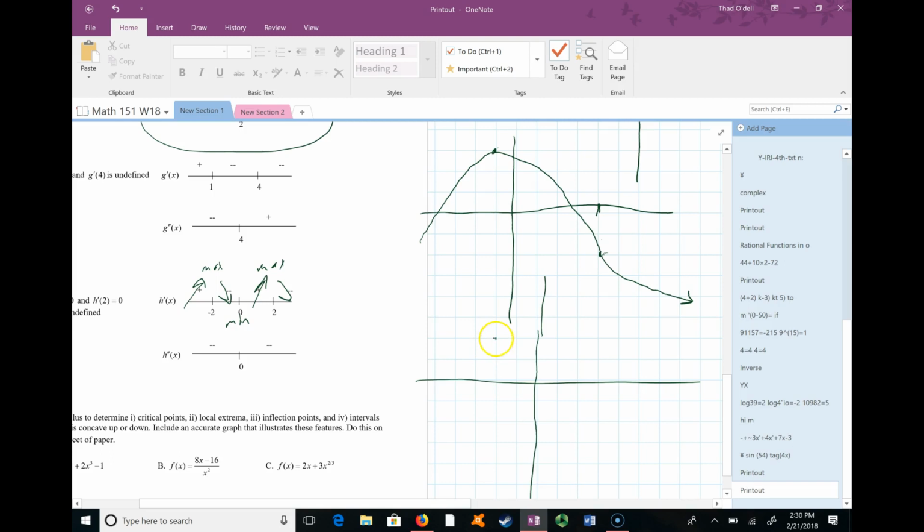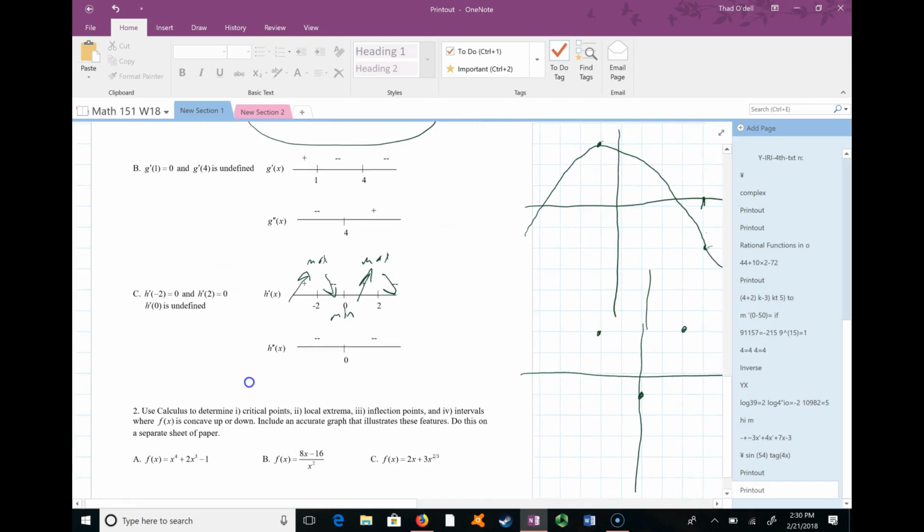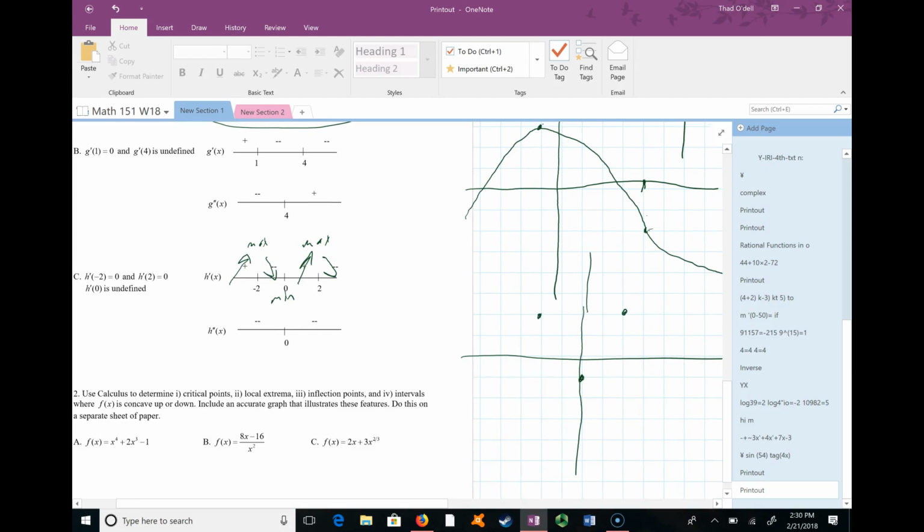at -2, there's going to be a maximum. At +2, there's going to be a maximum. And at 0, there'll be a minimum. But that 0 is going to be sharp because it's undefined there, right? So I'm thinking of something like this.